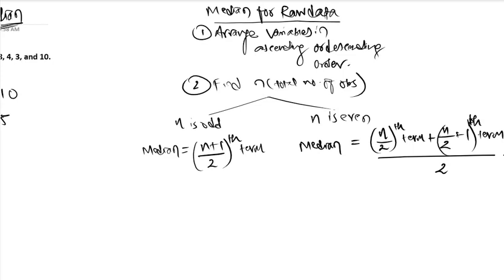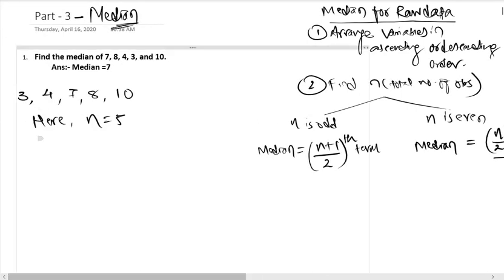I want all of you to note this down right now in your notebooks, right? First step for finding median of raw data is arrange all the variables in ascending or descending order. Second, find n. N is the total number of observations. When n is odd, median is n plus 1 by 2th term. When n is even, median is n by 2th term plus n by 2 plus 1th term, the whole upon 2. Correct?